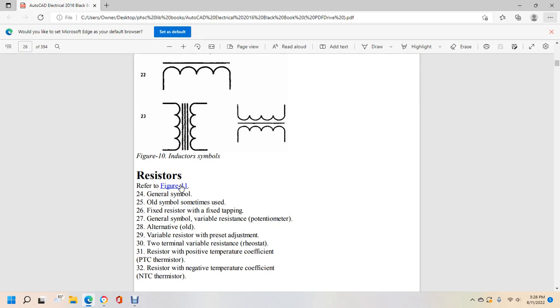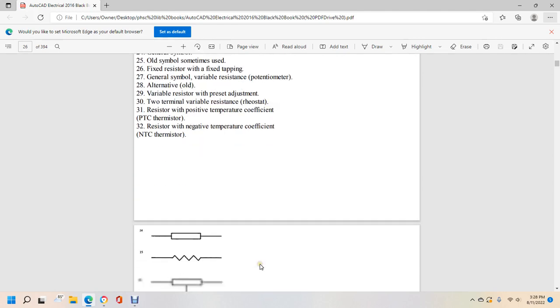Resistors, refer to figure 11, the general symbol. 24, old symbol, sometimes used, fixed resistor, fixed tapping. General symbol of variable resistance, alternative old variable resistor, preset adjustment. 2 terminal variable resistance, rheostat. Resistor positive temperature coefficient, resistor negative temperature coefficient.